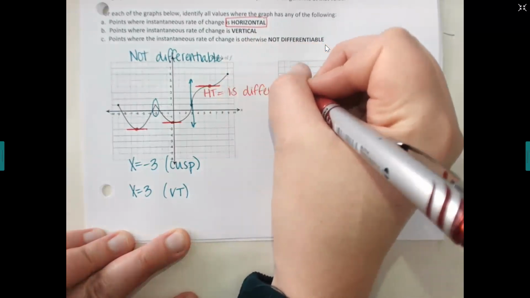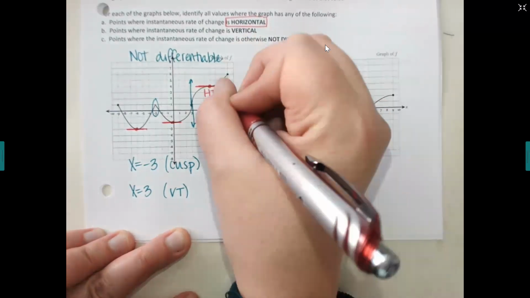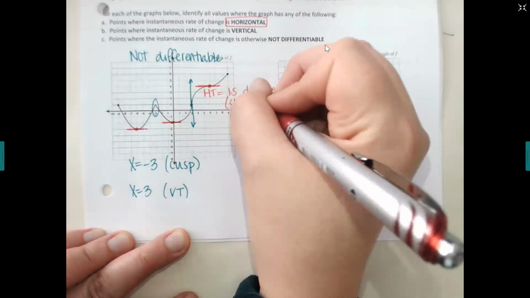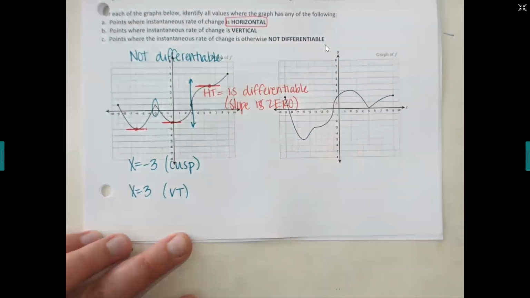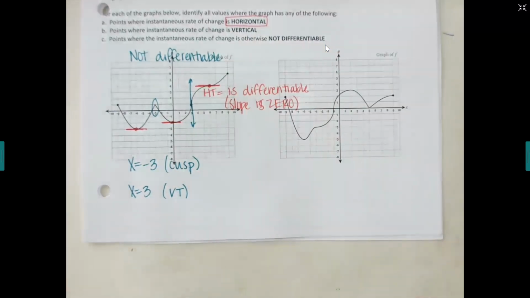Because I do have a defined slope, my slope is 0. So remember that the problem with a vertical is not that it's just horizontal or vertical. It's that verticals don't have a slope, versus horizontals do, and it's 0. So for an HT, a horizontal tangent, it is still differentiable. Are we good with that? Okay, go ahead and turn the page.